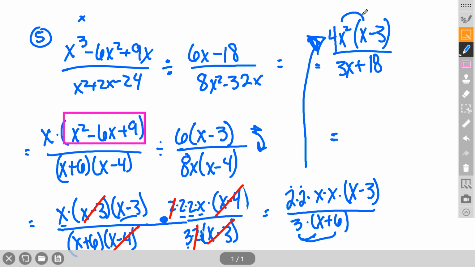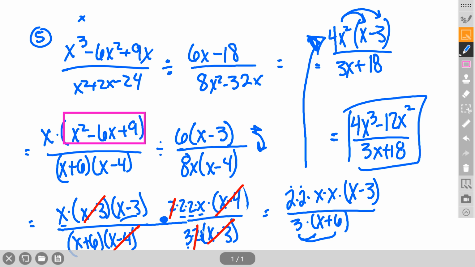And then one last time, let's distribute to get rid of parentheses here. 4x cubed minus 12x squared over 3x plus 18. And that would be our simplified quotient, technically, since we're dividing.